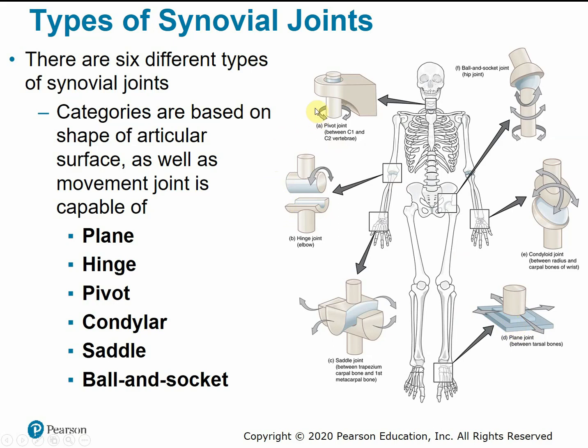Pivot joint that allows rotation of the head. Condylar joints of the knuckles and the hands. Some saddle joints also found in the hand and knuckle bones. And then ball and socket joints, like your hip and your shoulder.